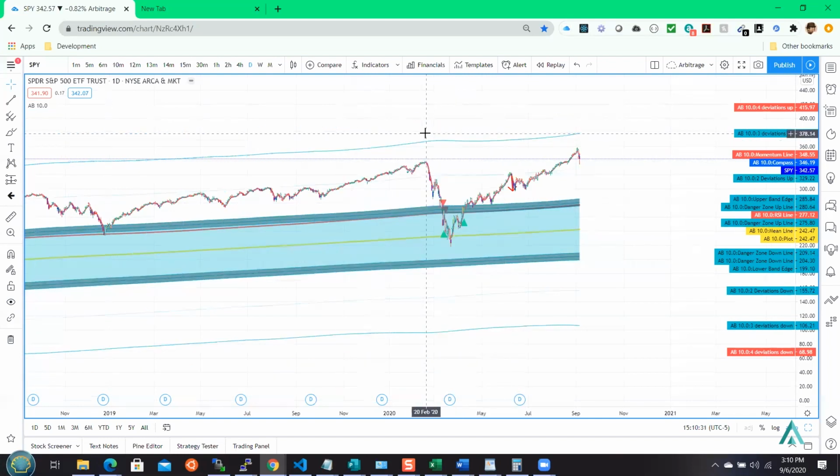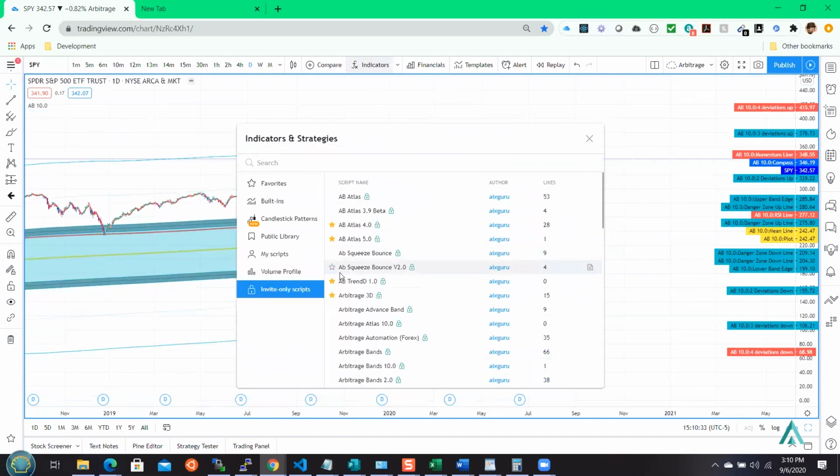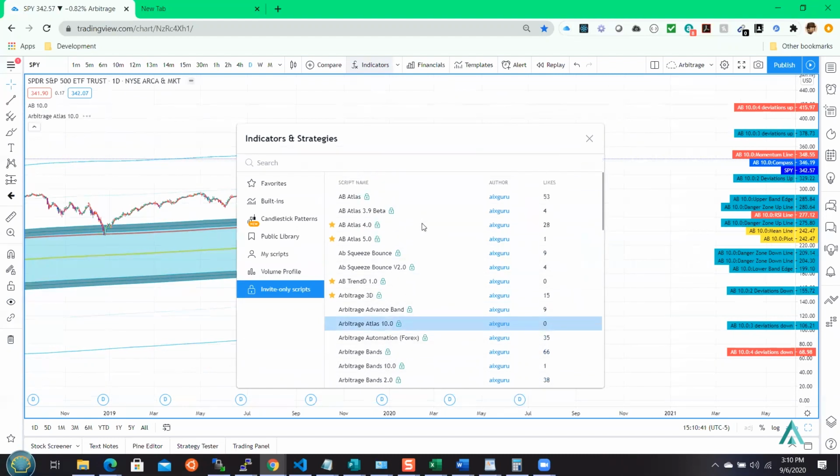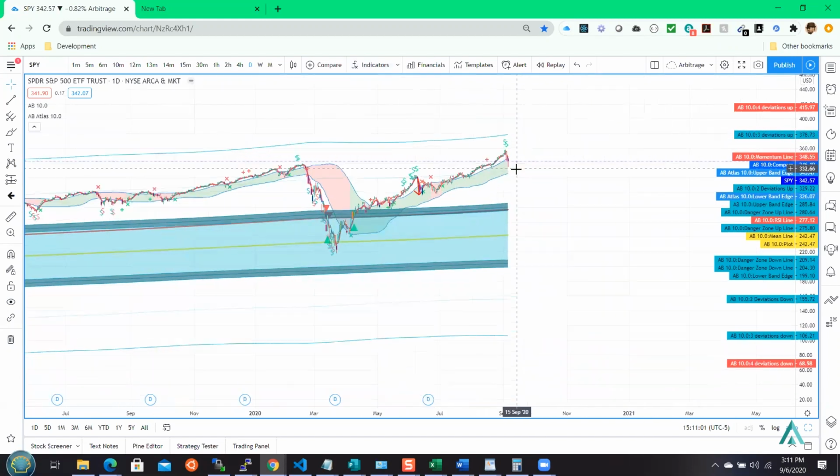Now I'm going to actually turn on Atlas. Atlas, let's see, Atlas. There we go. And for you guys, it may show up as Arbitrage Atlas 4.0. Basically, I got lazy and decided, okay, I was going through to make sure everything was where it was supposed to be, and then I was running out of time Friday, so I just copied over 4. So 4 now has 10 written right on top. So you guys are all good.